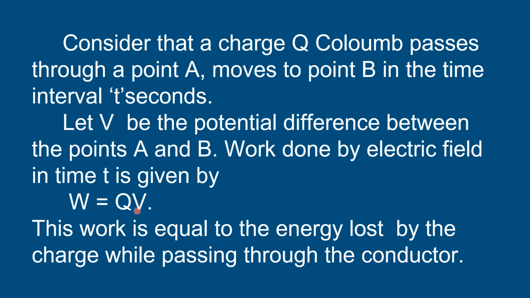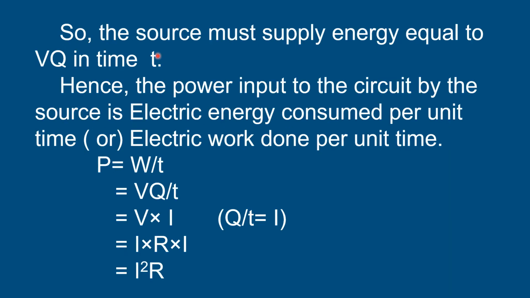So this work, which is equal to QV, is equal to the energy lost by the charge while passing through the conductor, because we know that when electrical charge is flowing, heat is also produced. It is inevitable. So this same amount of heat is also produced in the conductor. So the source must supply energy equal to VQ in time t. So here the amount of work done is converted into heat.